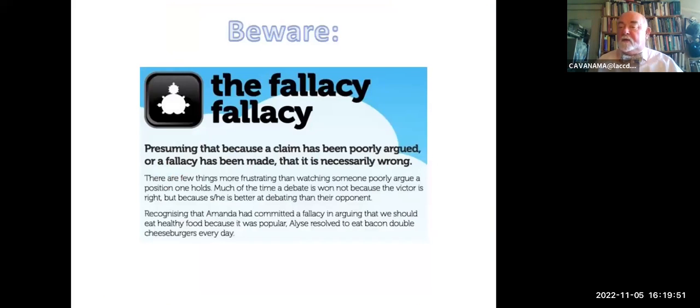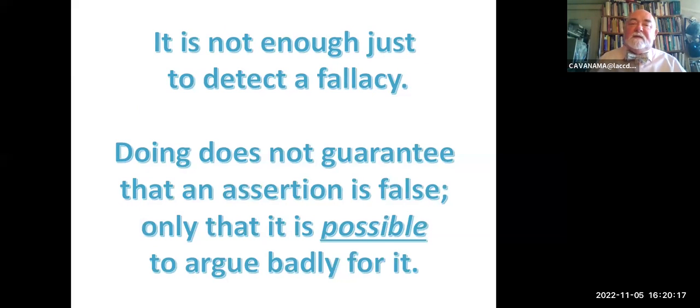But beware, this is jumping a little bit ahead to the substance of chapter 3. We're going to talk about fallacies. Beware of what's called the fallacy fallacy. That is, just because a claim has been badly argued doesn't mean that there is not a better argument for that same claim. So just because something is arrived at by fallacious, invalid means, doesn't mean that there aren't valid means to get to it. It's not enough just to detect the fallacy. Doing so doesn't guarantee that the assertion is false, only that it's possible to argue badly for it.